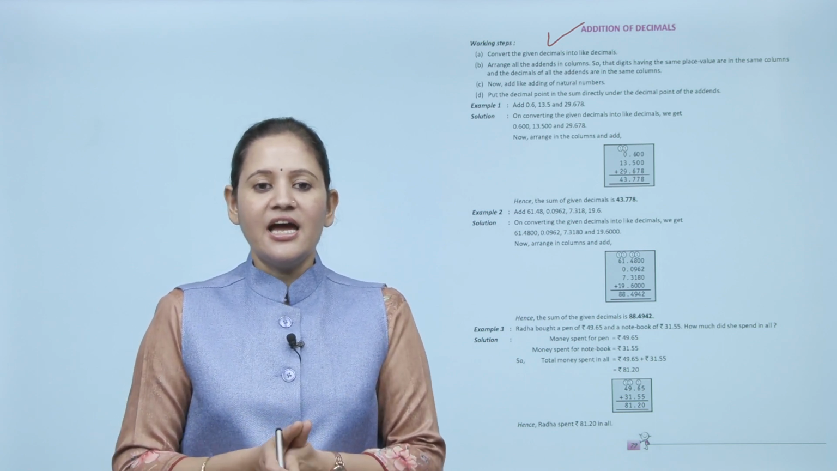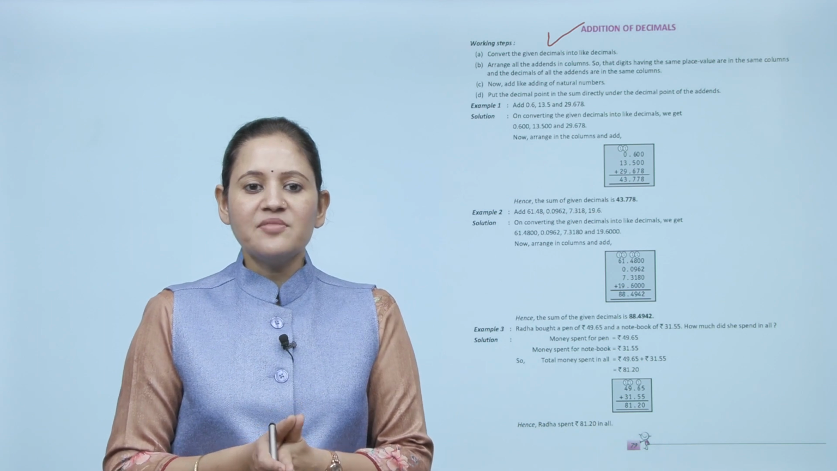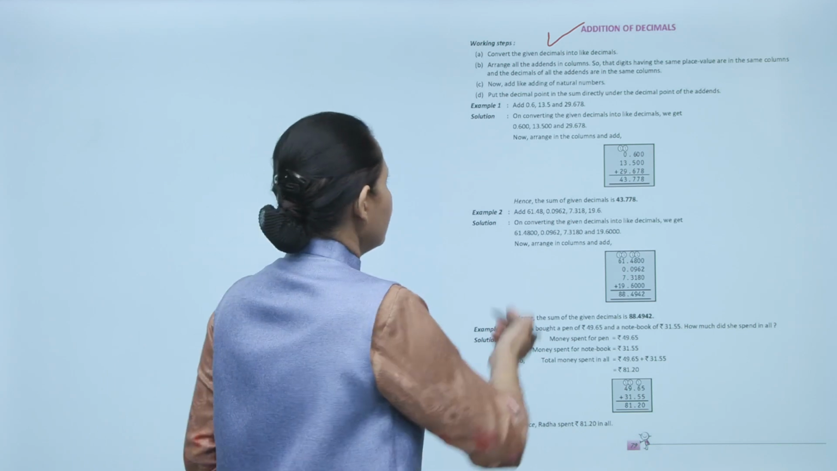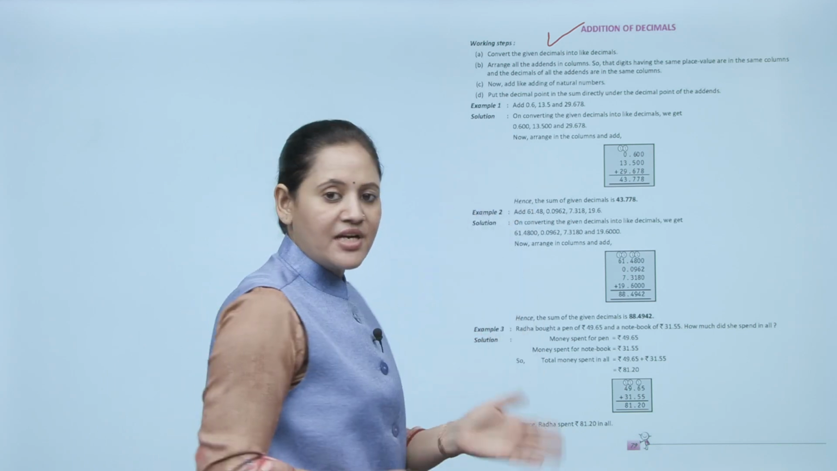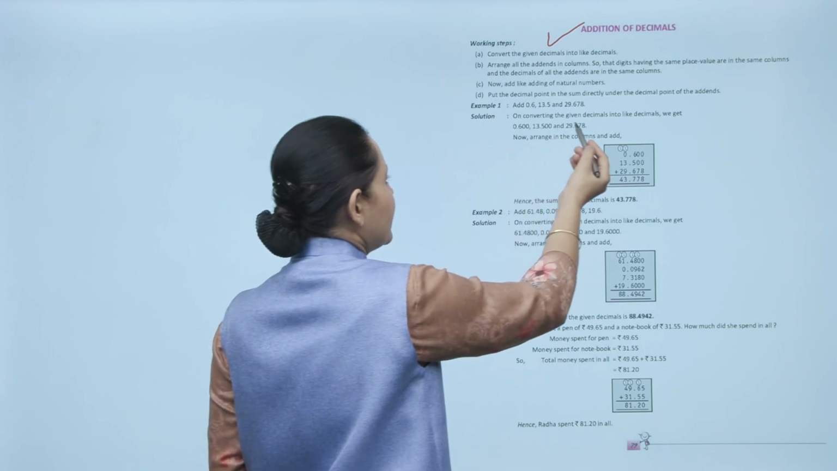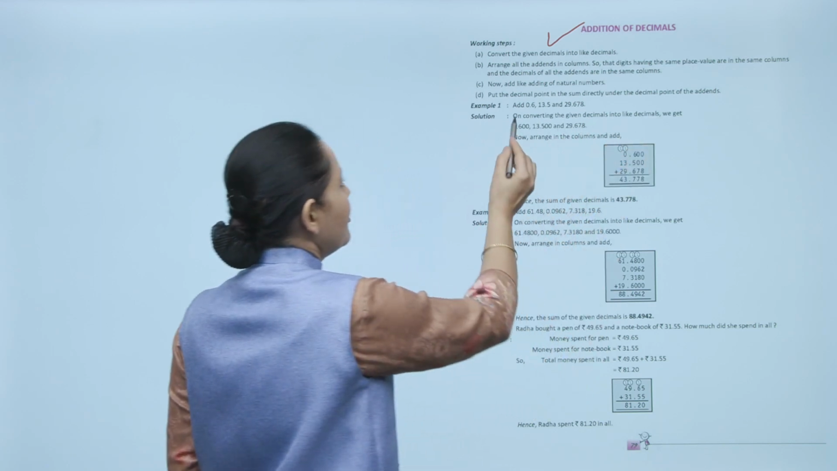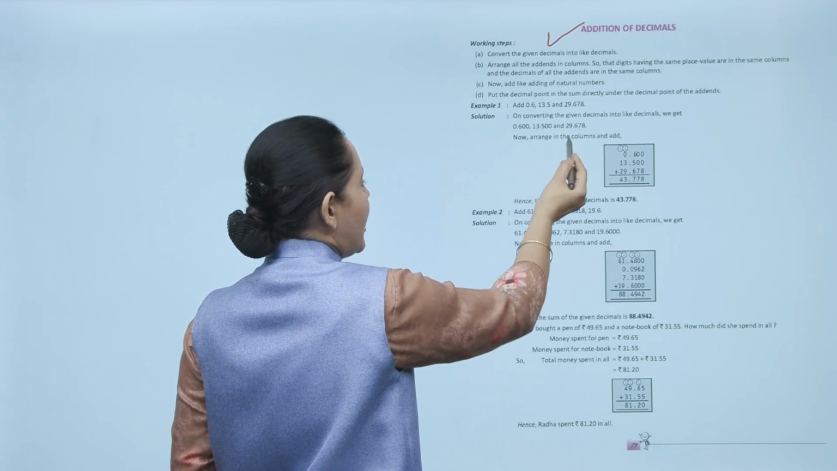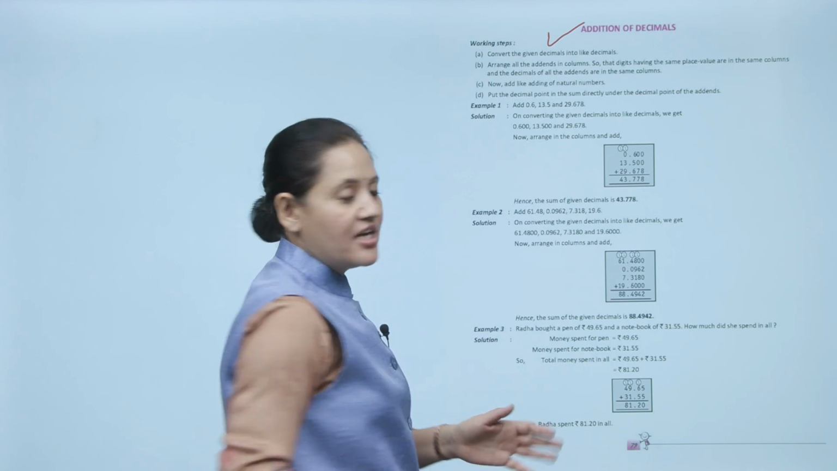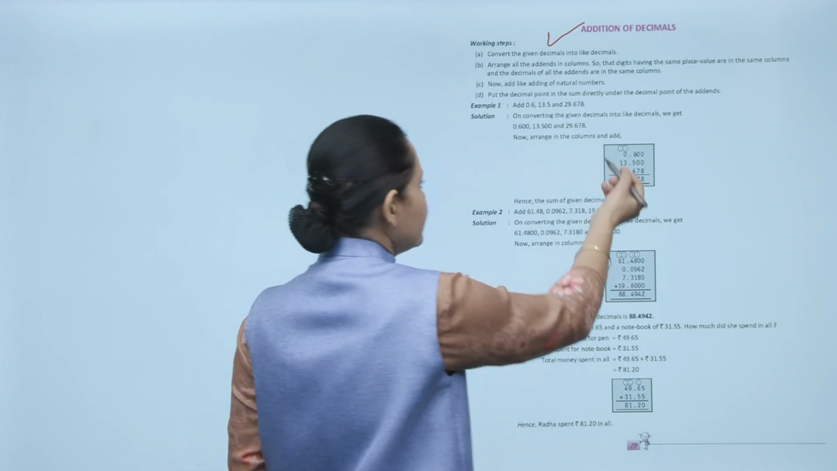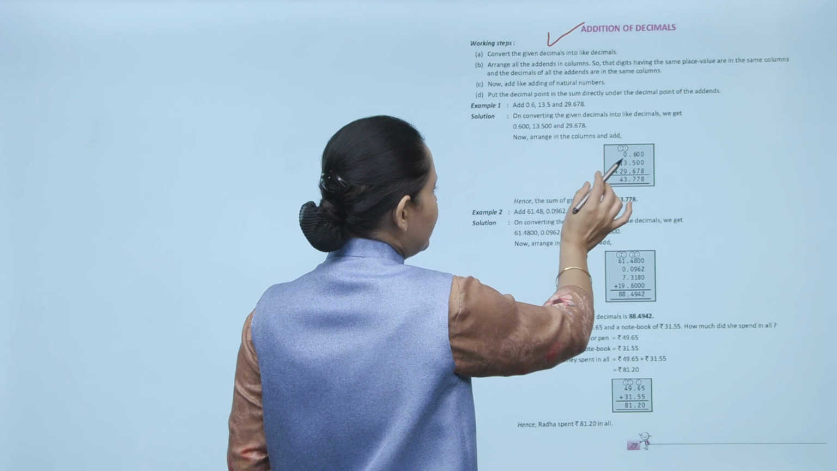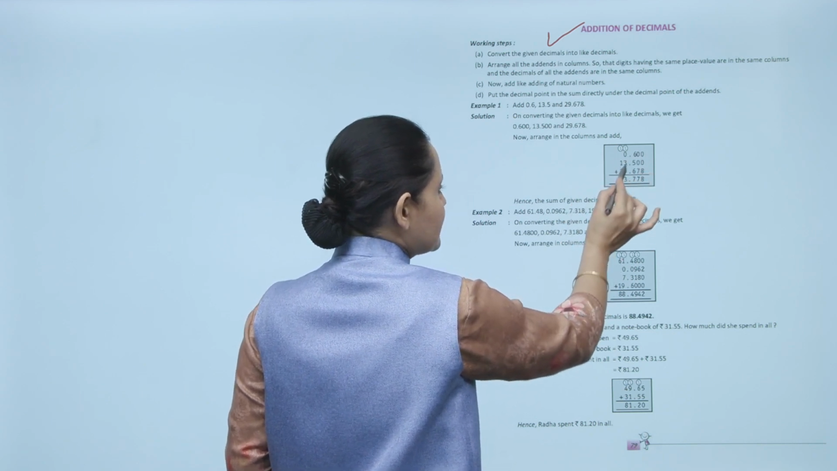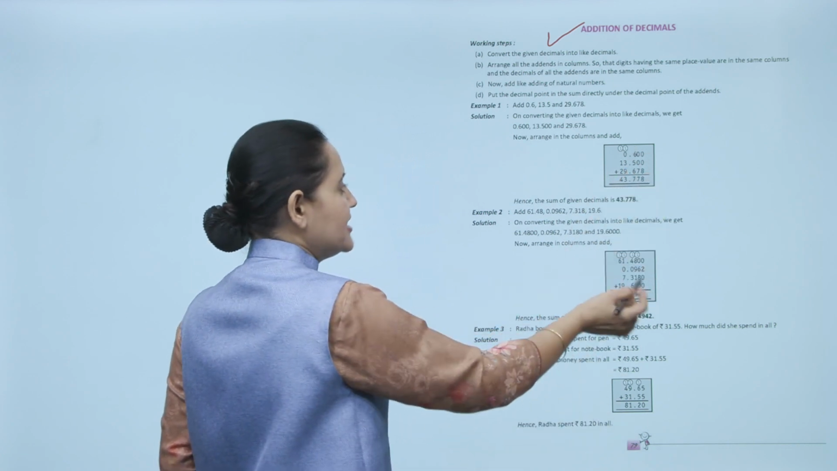Example लेते हैं, add 0.6, 13.5 and 29.678. Add करना है. First we will convert into like decimal. On converting the given decimal into like decimal, we'll get 0.600, 13.500 and 29.678. Now we'll arrange them in column like this. Always place decimal under decimal, like 0.600, then 13.500. Decimal के नीचे decimal आ जाएगा. Then we'll start adding. Right hand side से start करेंगे.